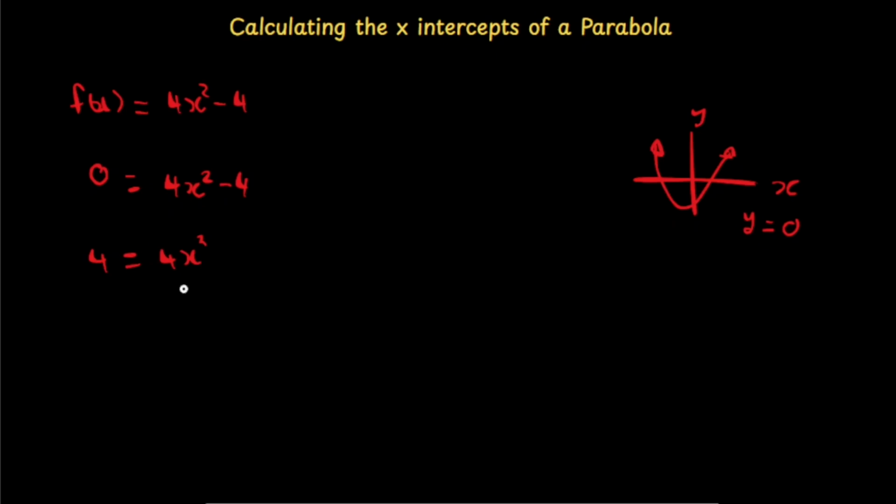Now I want to get rid of this 4 because I want x squared alone. So I will get 4 over 4 is equal to x squared. But I am not solving for x squared. I am solving for x. So in order for me to solve for x, I need to square root both sides because this one is raised to the power 2. We also know that 4 over 4 is equal to 1. So I can say 1 is equal to x squared. Keeping my unknown on the left-hand side, I'll get x squared is equal to 1, rooting both sides.